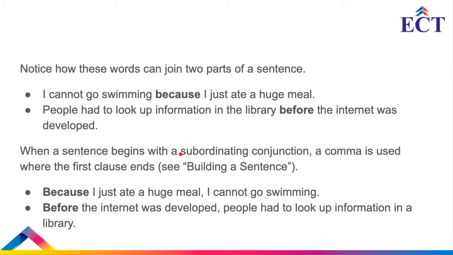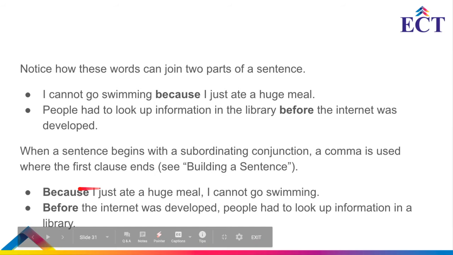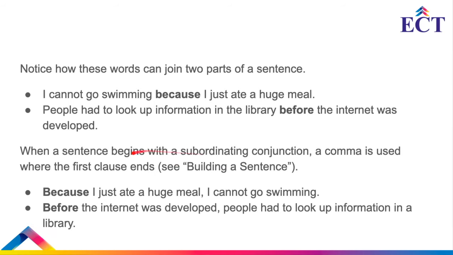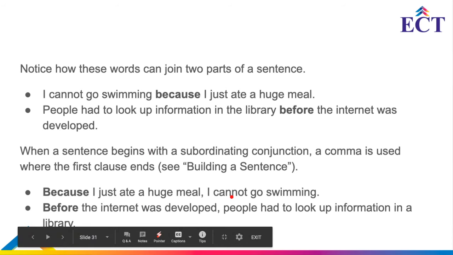When a sentence begins with a subordinating conjunction, a comma is used where the first clause ends. So we'll see the next one, building a sentence. Because I just ate a huge meal, I cannot go swimming. Or, before the internet was developed, people had to look for information in a library.